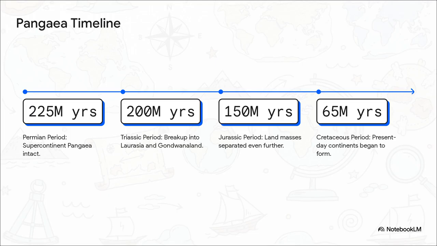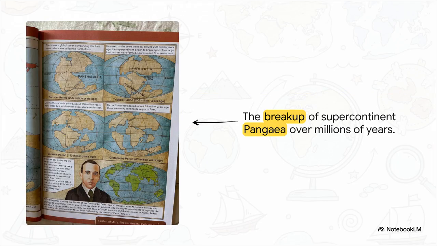We start way back in the Permian period, roughly 225 million years ago, when Pangaea was totally intact. Then, fast forward to the Triassic period, 200 million years ago. That's when the first major cracks start showing up. By the Jurassic period, 150 million years ago, you can see these vast separations, which leads us all the way to the very recognizable fragmentation of the Cretaceous period, about 65 million years ago. Fun fact, that's right around the time the dinosaurs were facing extinction. It's really incredible to watch this progression unfold.